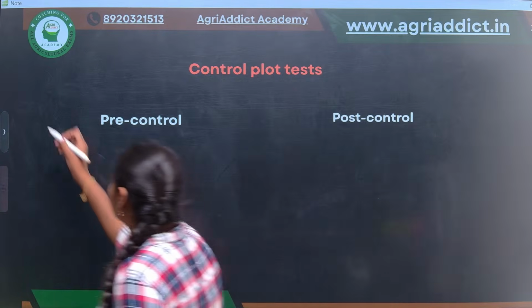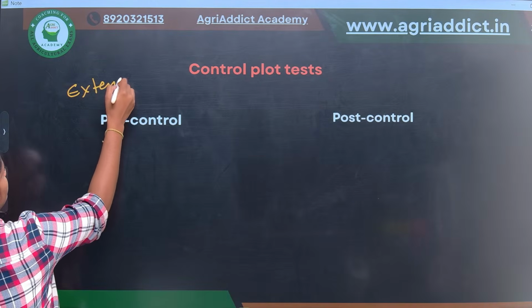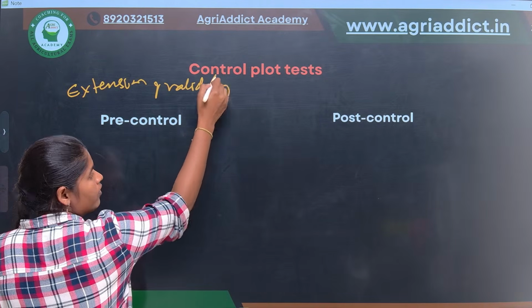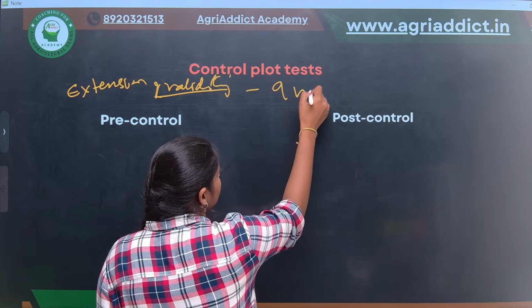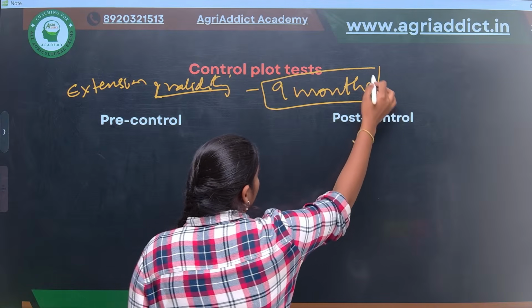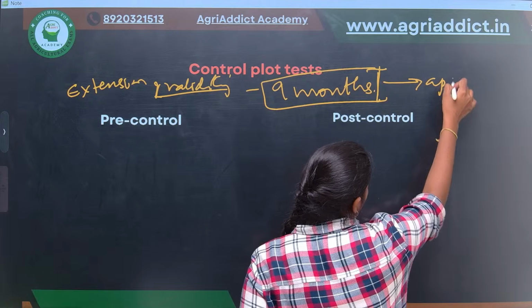Then I'll explain also the extension of validity of the certificate. What is the validity of the certificate? Usually it is 9 months, right? After that, he can also apply for the extension.